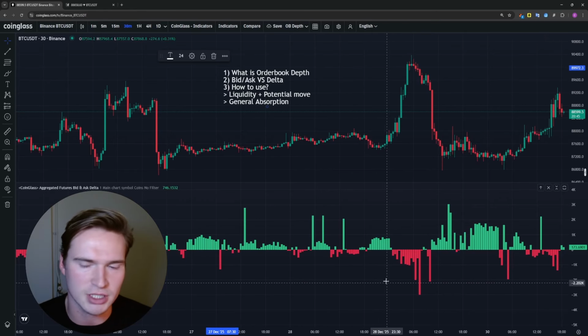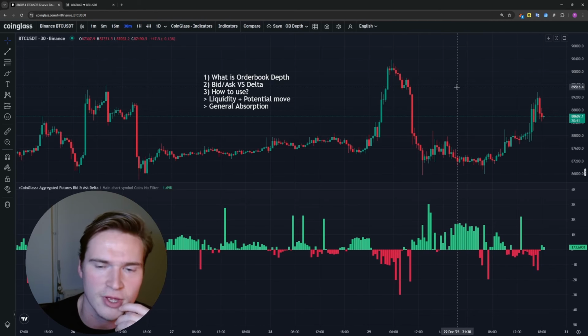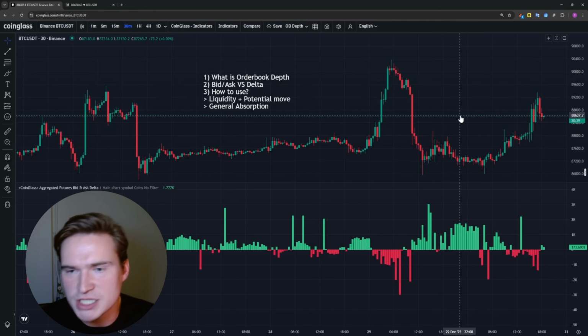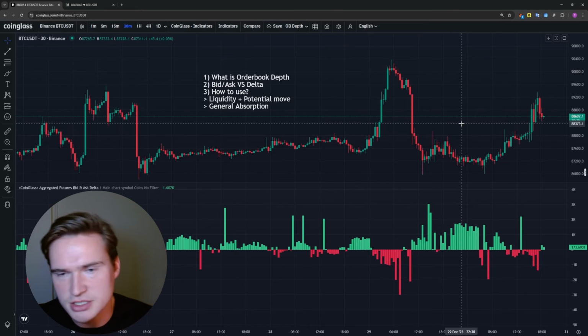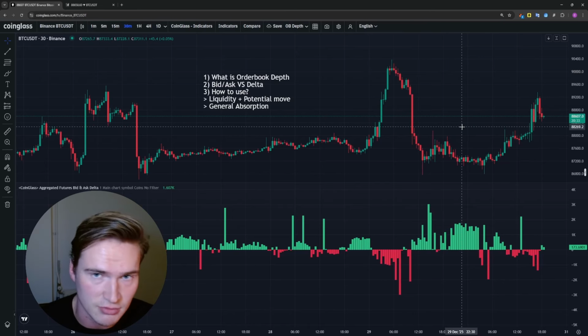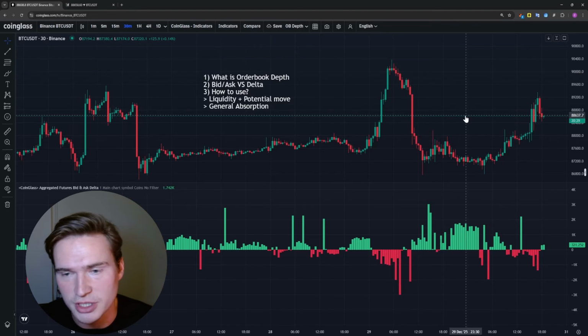It is not absorption in a traditional way, but that is one of the key ways you can use order book depth to see which of the two sides, either buyers or sellers, is in control and is more aggressive, right? And you want aggressive buyers. If you have aggressive buyers, price usually goes up.